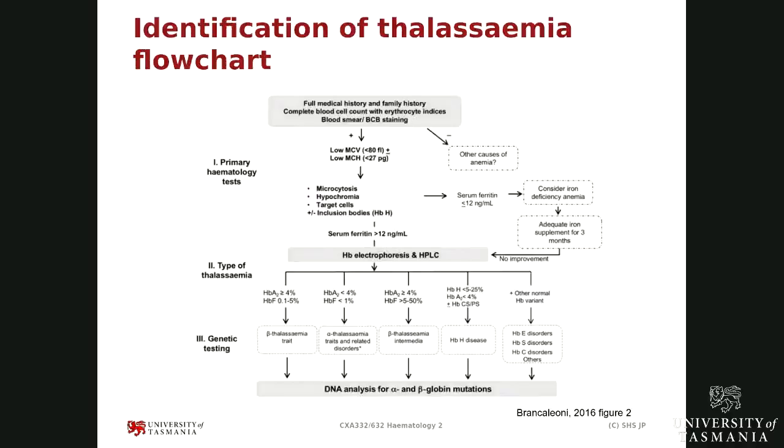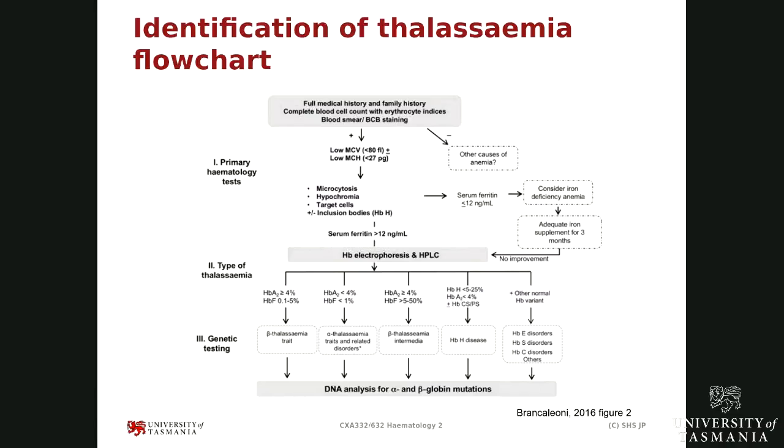So this flowchart is from a paper that I've got the citation to on the reference slide, and it's a lovely little flowchart of how you go about identifying thalassemia. So as usual, we start with our clinical history plus our standard screening tests, so our full blood count, full blood examination. So it's all to do with the MCV and the MCH. And then if we have a microcytic hypochromic anemia, then really the first thing we do is iron studies because we need to differentiate it from iron deficiency.